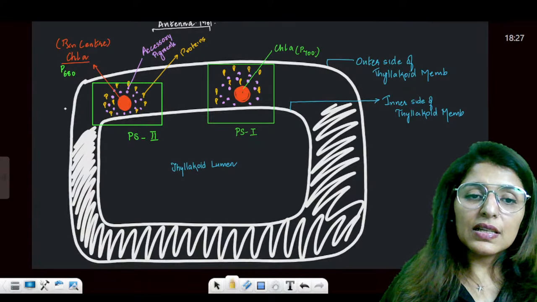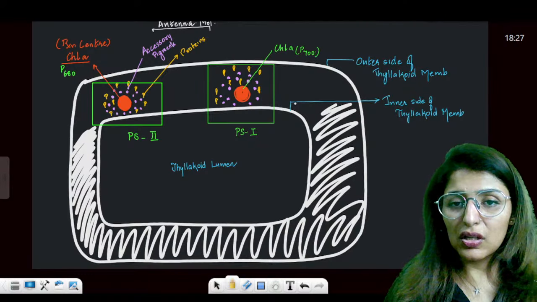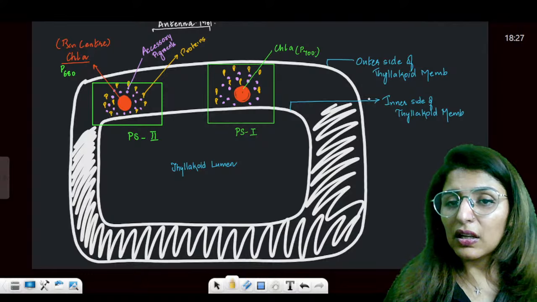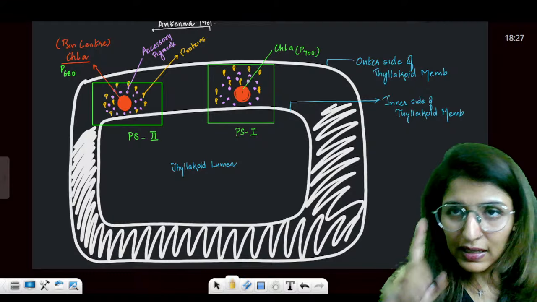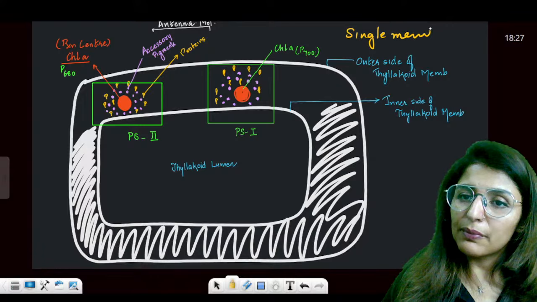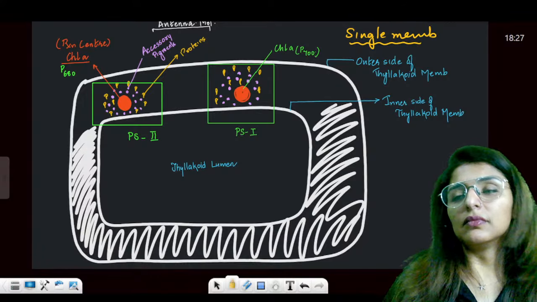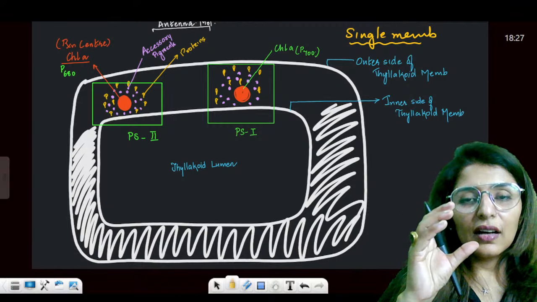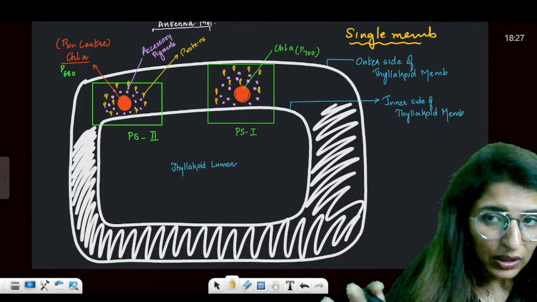Now see, this is how the pigments are arranged. So this is the thylakoid membrane. Now the thylakoid is basically a single membrane structure. The thylakoid is a single membrane structure. But we can definitely demarcate the outer side of the thylakoid.